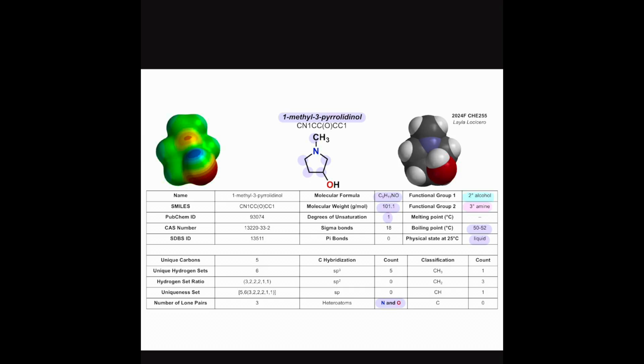Now there are 3 lone pairs on this molecule. 2 are attached to the hydroxyl group on the oxygen, and the other is attached to the nitrogen, giving us 3 lone pairs. This molecule has 5 unique carbons and 6 unique hydrogen sets, leading this to be our uniqueness set.